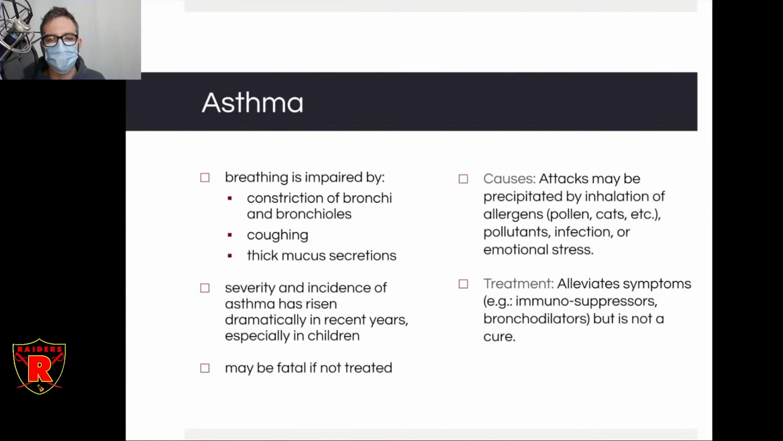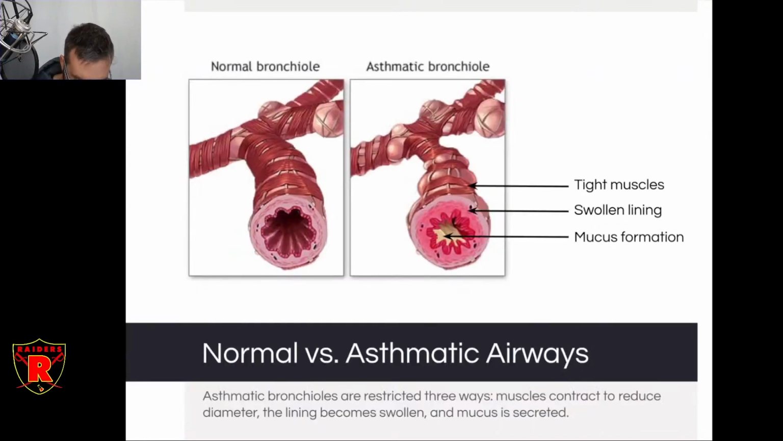Let's talk about asthma. So what's asthma? You have a layer of muscle that circles all of your bronchioles and bronchi. If you look at a normal bronchiole, you can actually see that there is a layer of muscle, this muscle right here, that wraps around your bronchi and bronchioles. It doesn't really have a function.